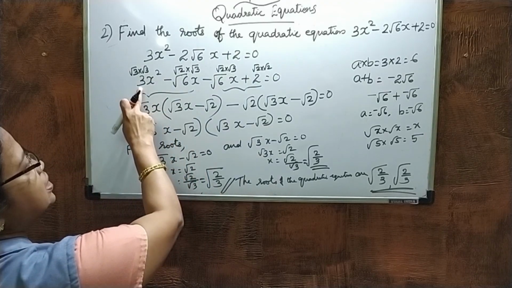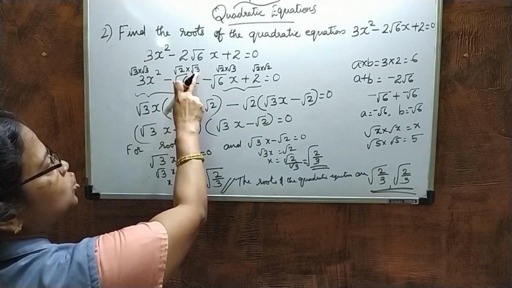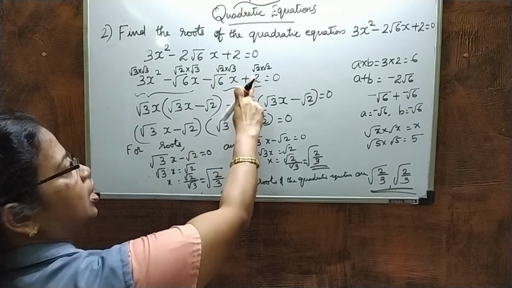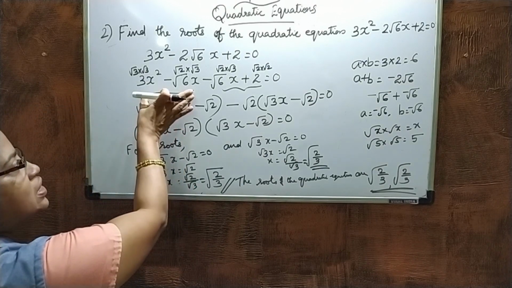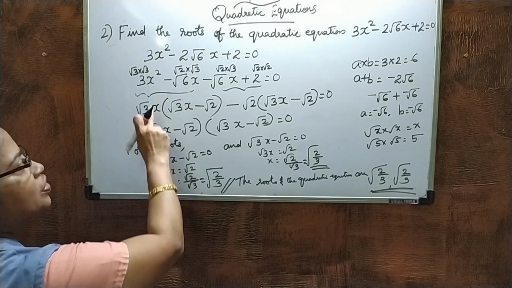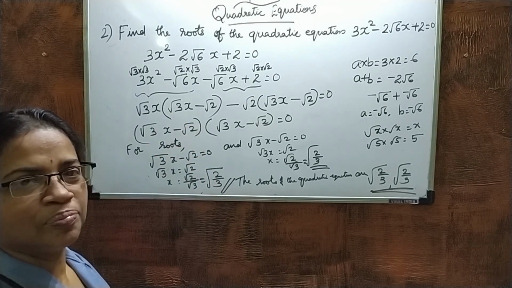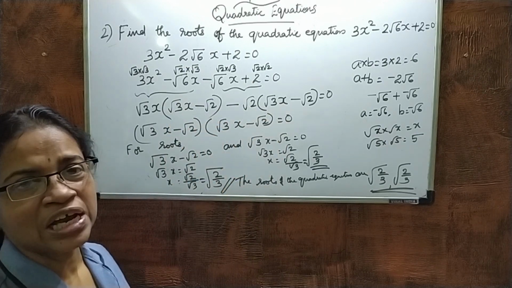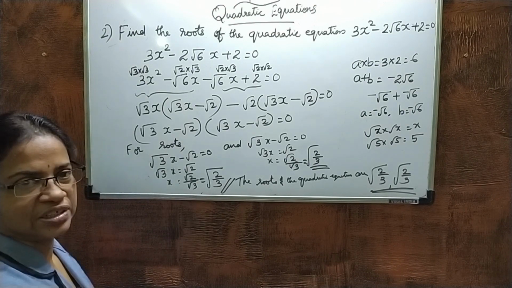Here we wrote 3 as root 3 into root 3, root 6 as root 2 into root 3, and 2 as root 2 into root 2. Why did we write like that? Because we want something common outside. So here root 3 is common for both of them, and x also. Just write the balance in the bracket, and make sure that the terms inside the bracket are the same or not. Okay, then find out the factors.